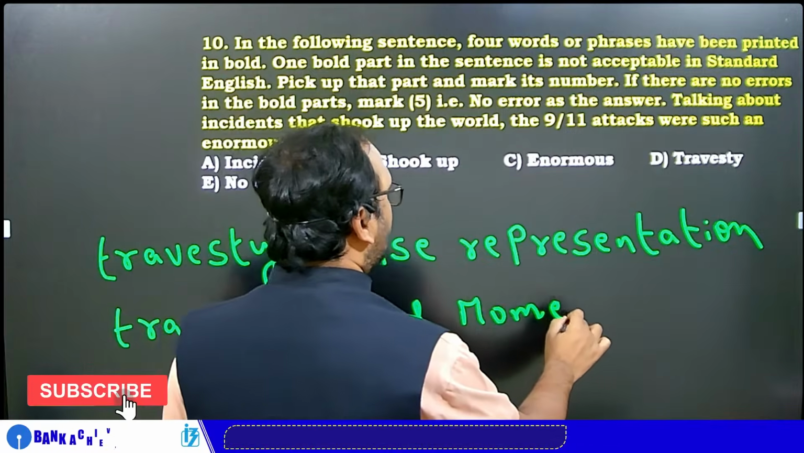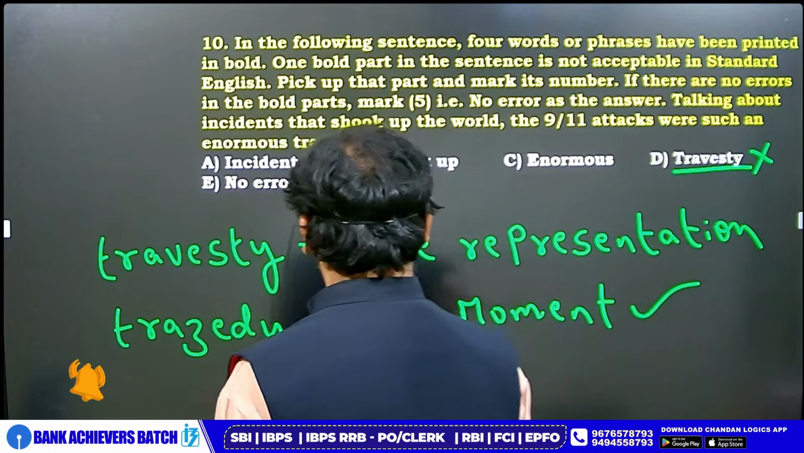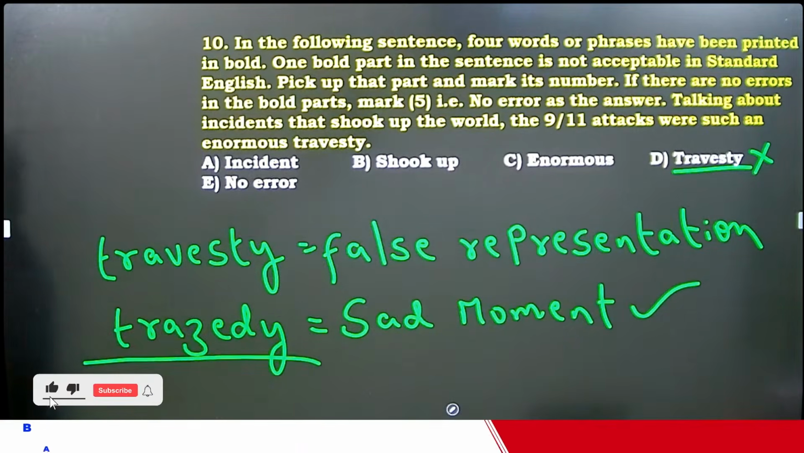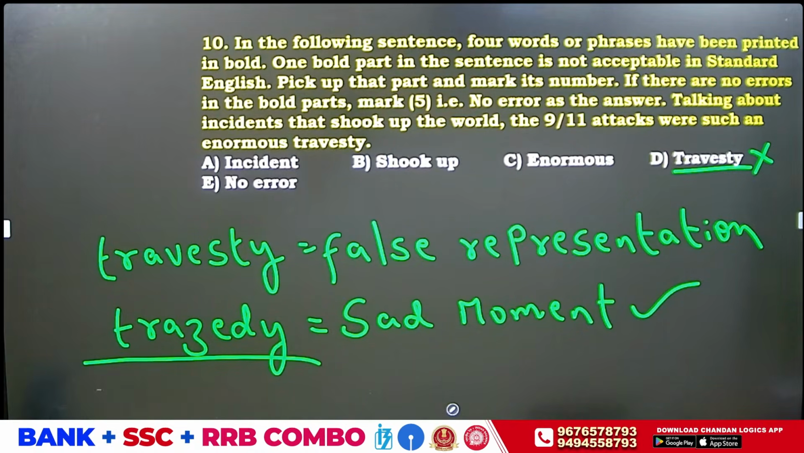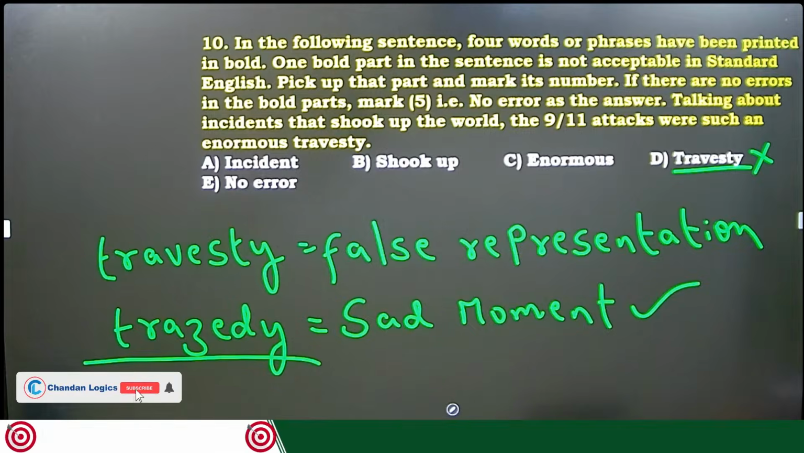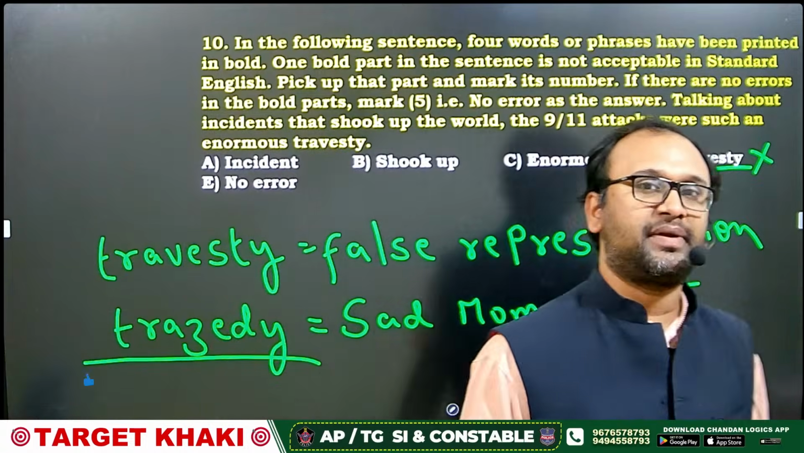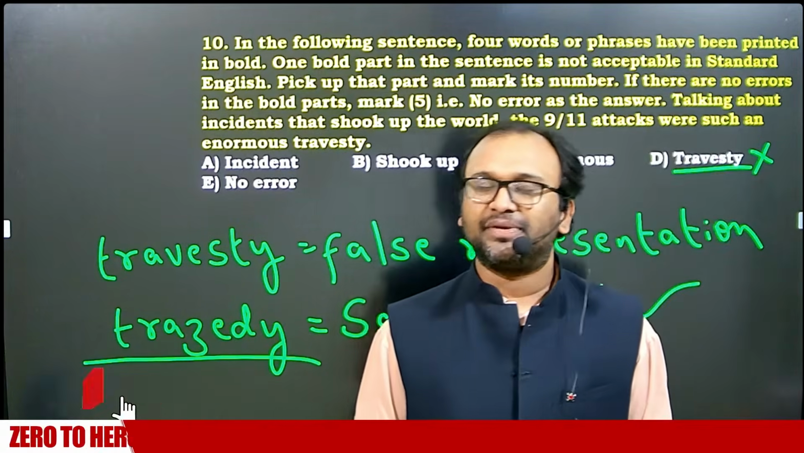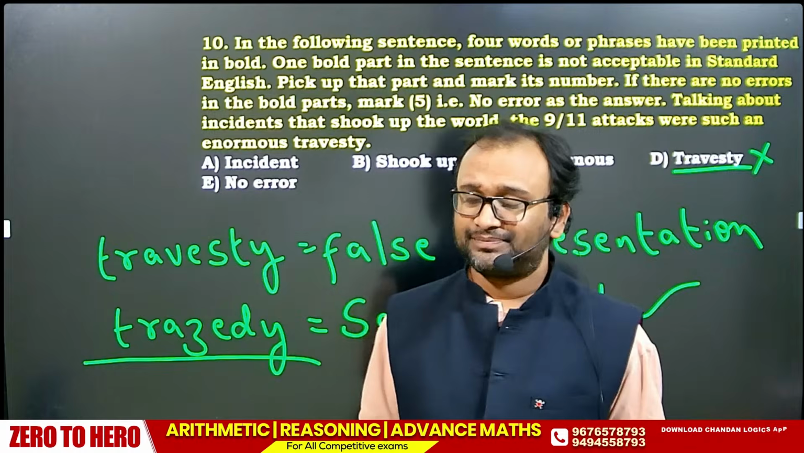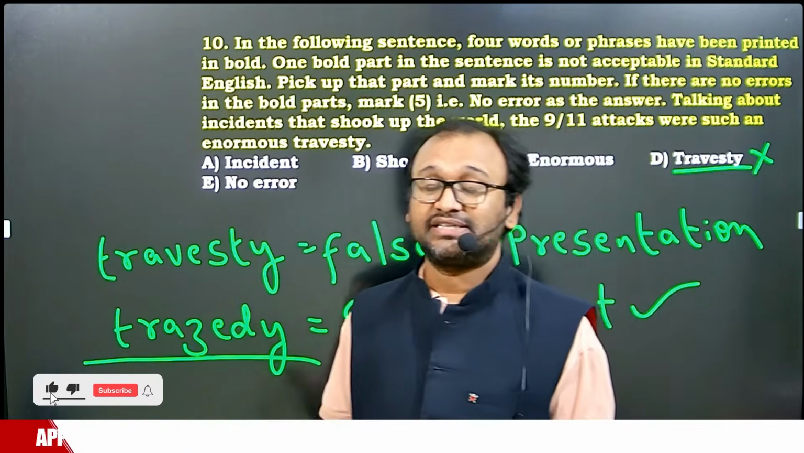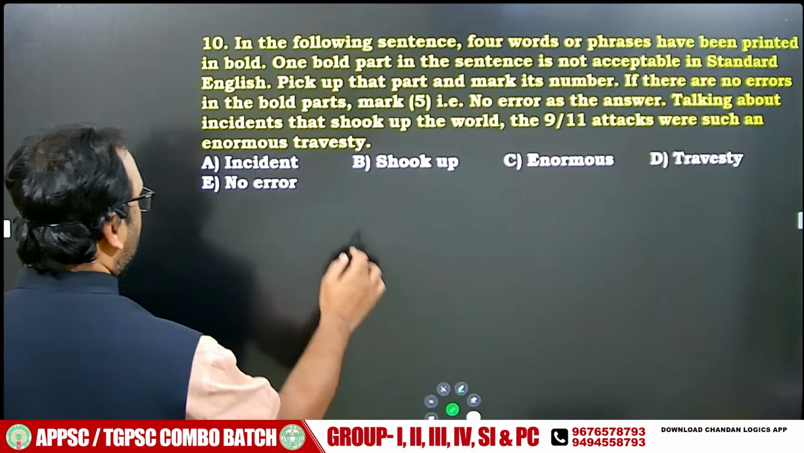You should be very careful, guys. Travesty is different. You can't use travesty here. You must use tragedy here. The 9/11 incident was a tragedy, right? Or disaster, correct? Travesty means false. Kind of false praise, false appreciation, false representation, false promises and all that. 9/11 is not false, it is sad. Tragedy should be the right word.